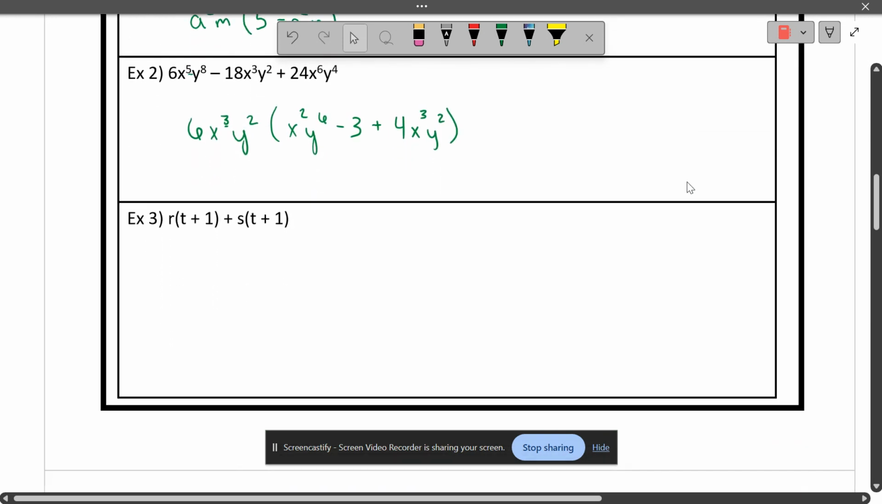Example 3, you'll now see that they both have a t plus 1. So we'll pull the entire quantity of t plus 1 out front, and we'll be left with r plus s.